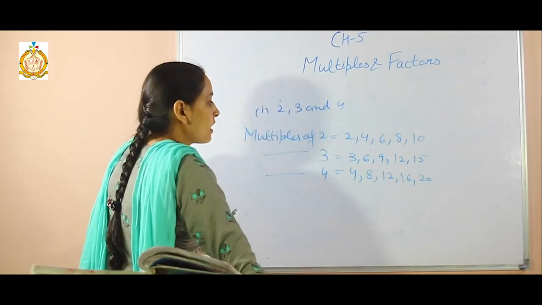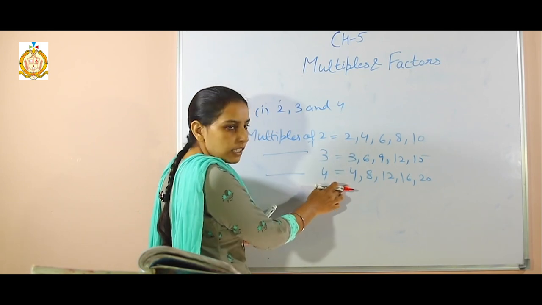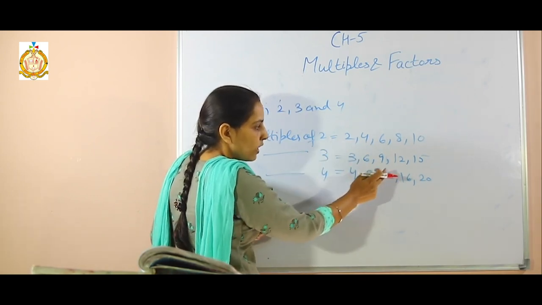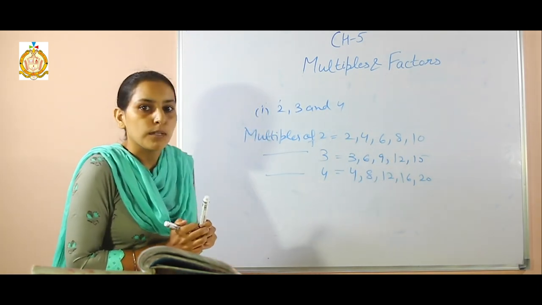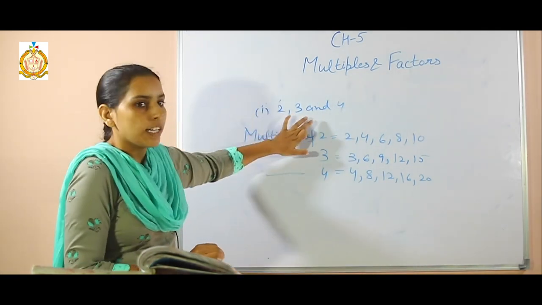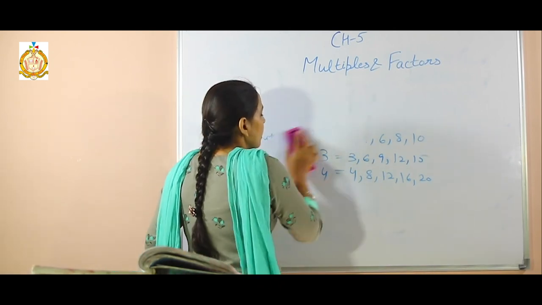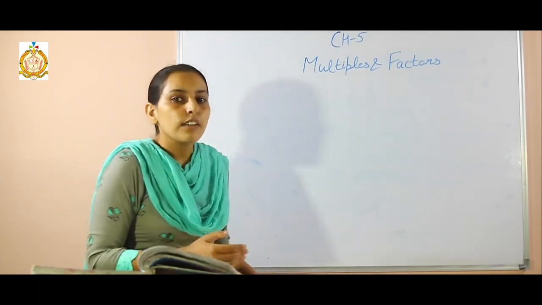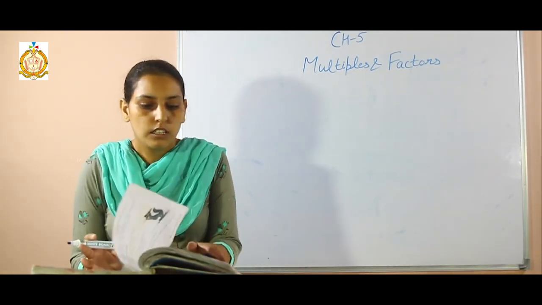Now students, is there any common multiple in all three? Is 2 common to anyone? No. 4? No. 6? No. 8? No. 10? No. So there is no common multiple, that means there is no LCM of 2, 3 and 4 in these lists. Students, in the same way you can solve the other sums. I will give you some sums for homework. You will do it.